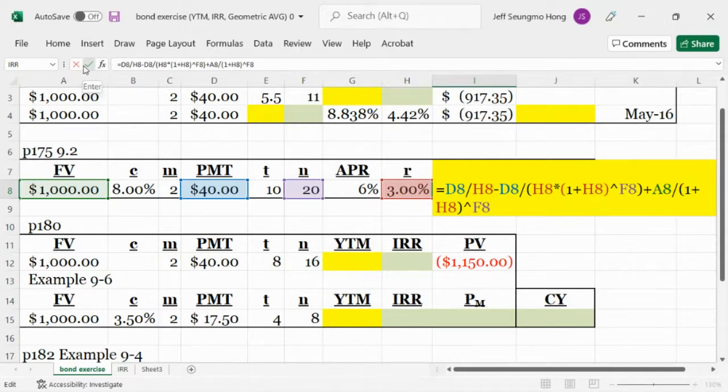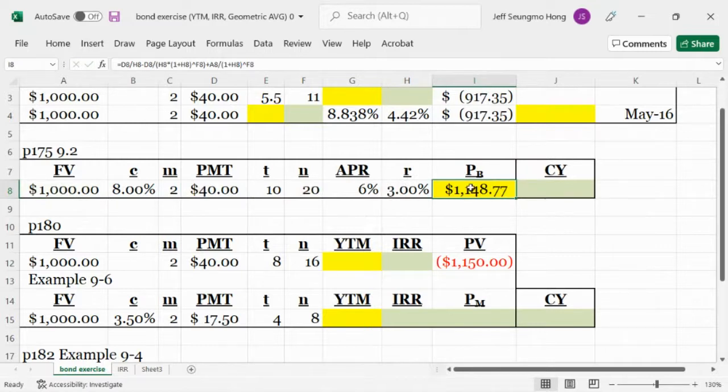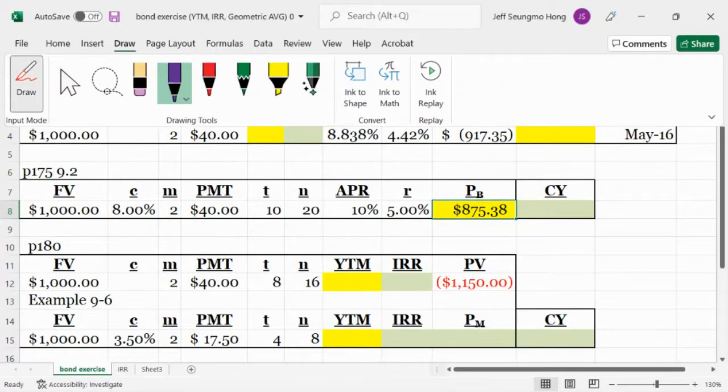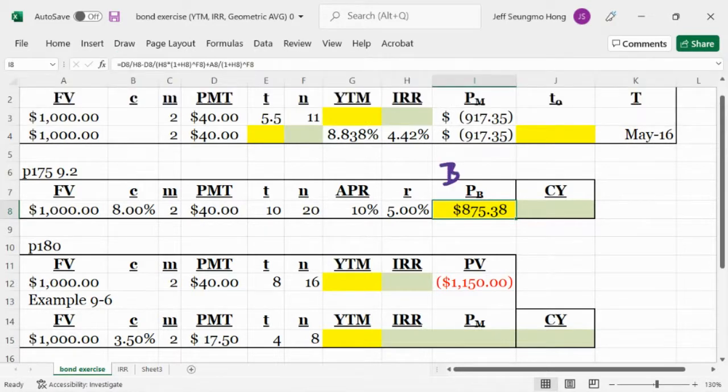What happened? It cannot be. 1,000, 8%, 10 years. Oh, this was 10%. I'm sorry. This was 10%. Right. Okay, so that's the rational price. We call it B, okay? This is actually B. What is B? That's the rational price of the bond.